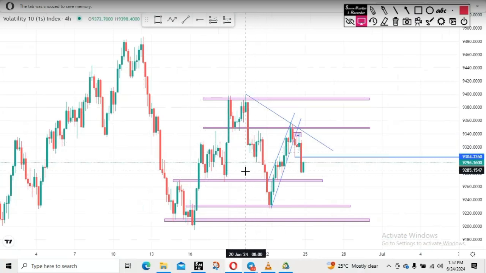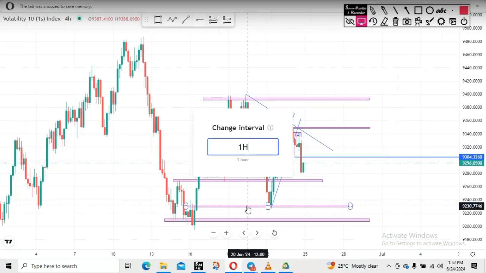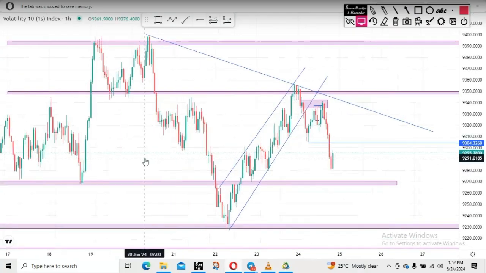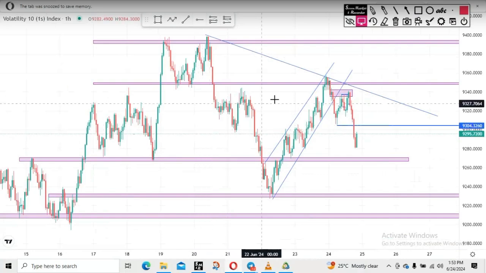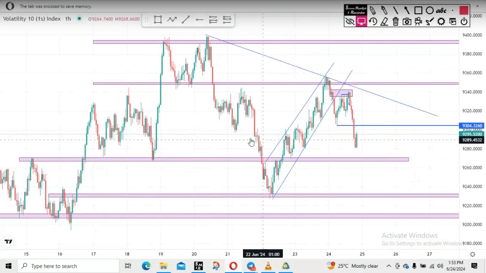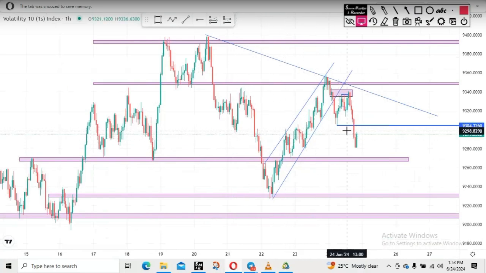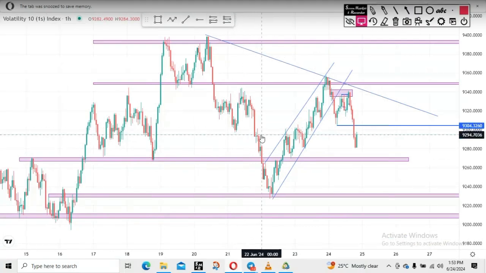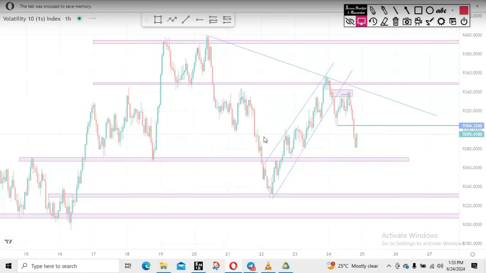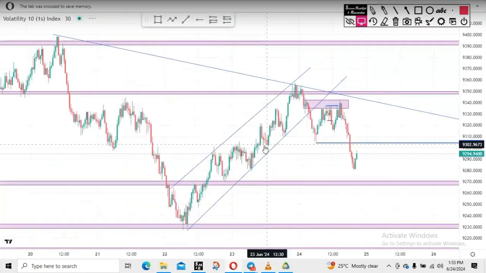Then after that, you go to your H1 and look and see if there are any other key levels you should mark. If there are none, then adjust the other ones you marked earlier, adjust them properly. That's what you should do. And then after that, you go to your M30, your 30 minutes time frame. When you go to your 30 minutes time frame, you now want to create your narrative.